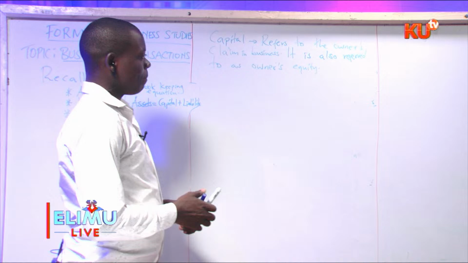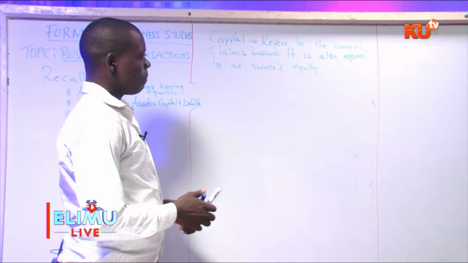And then on the CR side, students, now we start with capital. Because of time, we shall write capital, which is now 590,000. And then we have liabilities, which in this case are short-term liabilities. We have creditors worth 210,000.